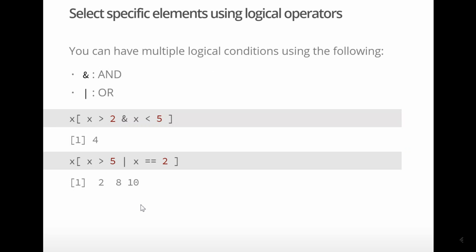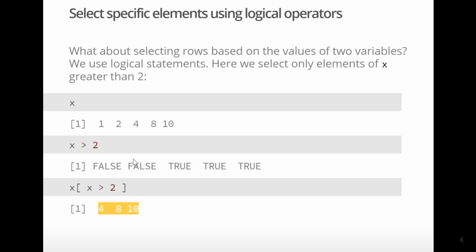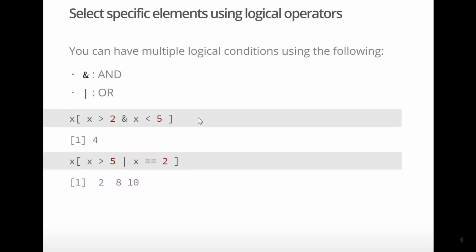There's ways of chaining together these logical statements. The ampersand is the and. The pipe, which is shift backslash, above the enter key on most keyboards, is the or. So if I want to take x and subset it by those elements that are greater than 2 and less than 5, it's only going to take the 4. And so it'll be false, false, true, false, false, and then it'll subset based on that.